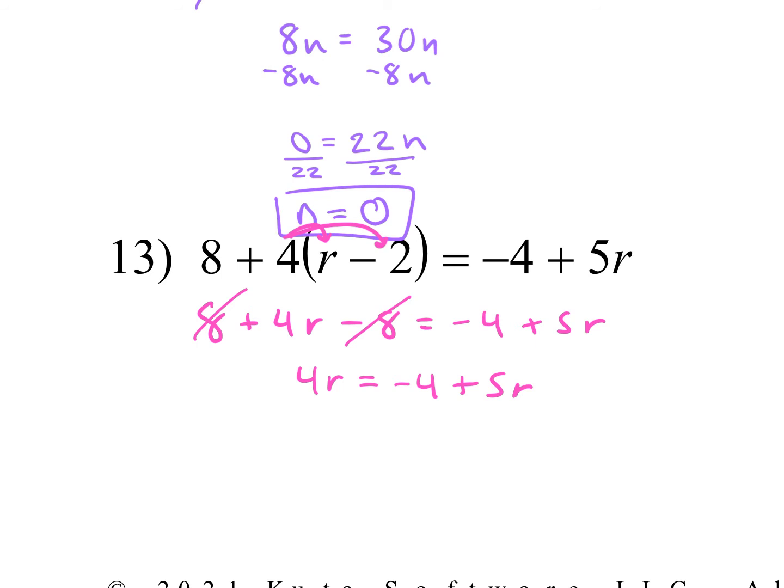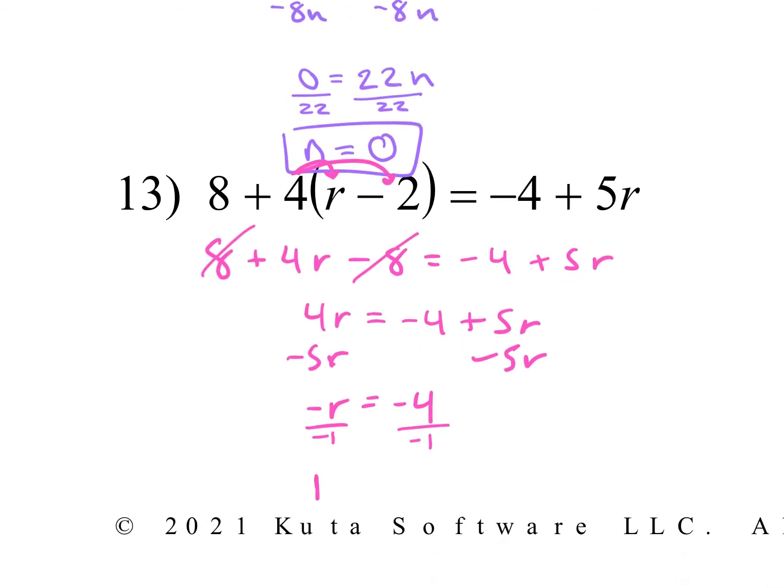What can I do next? I can subtract 5r on both sides. So negative r is equal to negative 4. Am I done? No. What do I have to do to get r all by itself? Divide both sides by negative 1. Awesome. So I get r is equal to what? Positive 4.